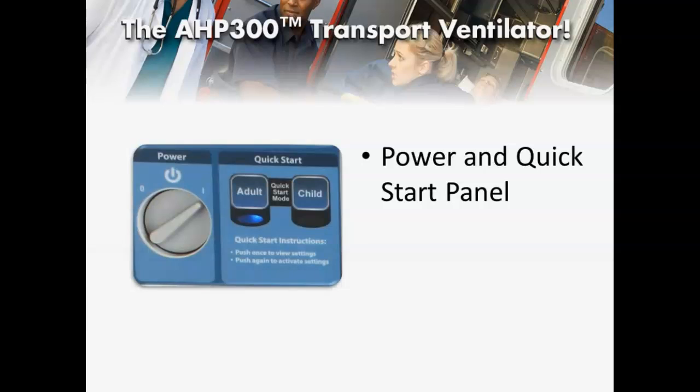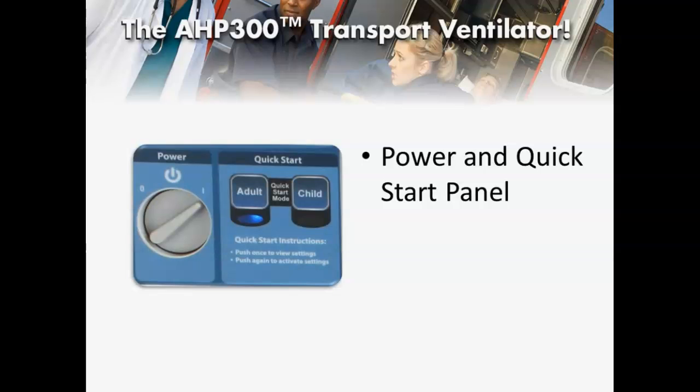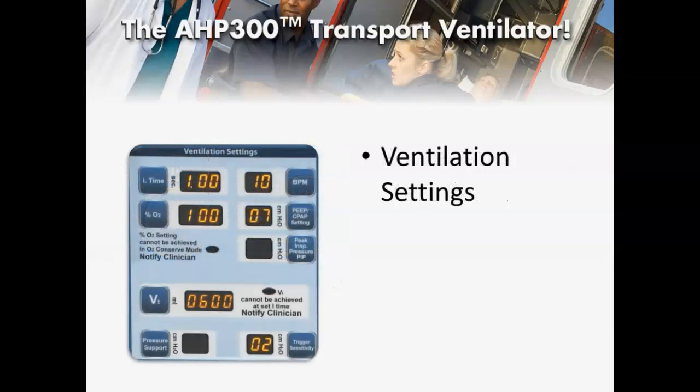On the top left, you will find a raised panel containing the power switch and the quick start panel. The quick start panel allows the user to quickly recall previously saved ventilation protocols and will be covered in the special features. Moving to the right, one will find the ventilation settings panel. This panel contains all of the parameters that can be changed for any ventilation mode.